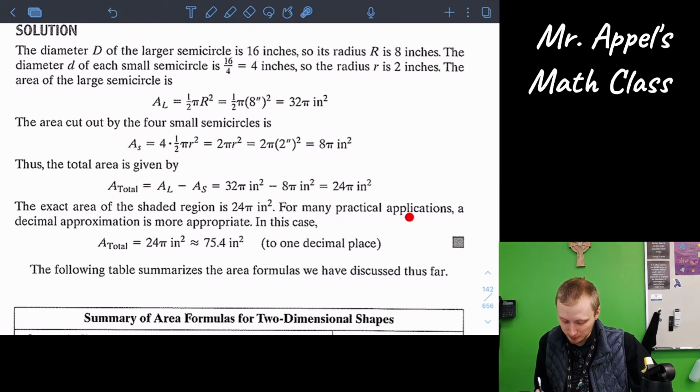For many practical applications, a decimal approximation is more appropriate. So in this case, 24 times pi will give us about 75.4 inches squared.